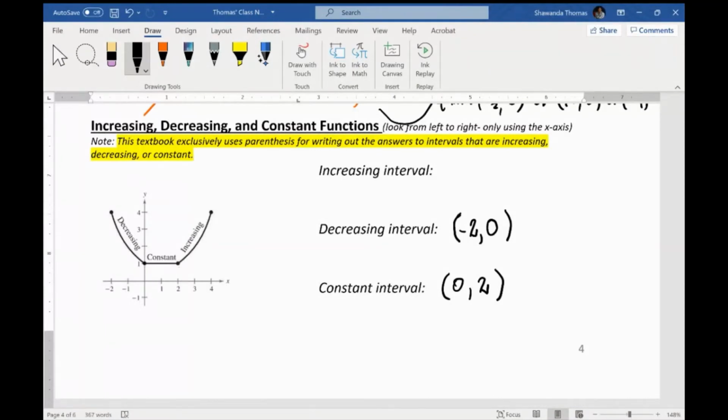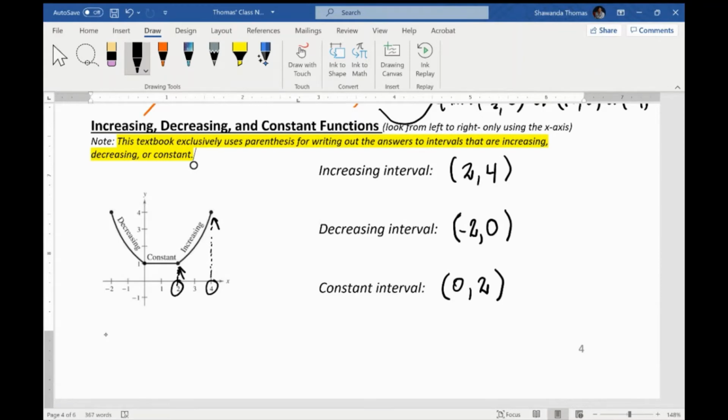And then it's increasing from where to where? 2 to 4. Yep. 2 to 4. So again, if you had to trace it from left to right, there you would be going up. So it's increasing from 2 to 4. So you're just looking again at the x-axis.